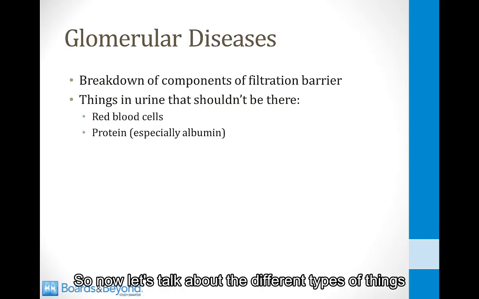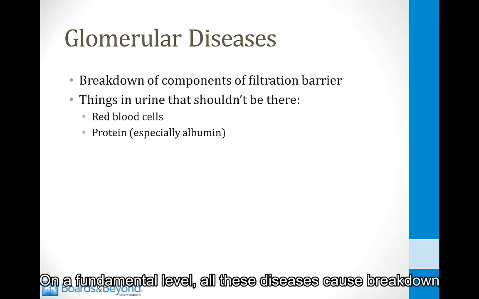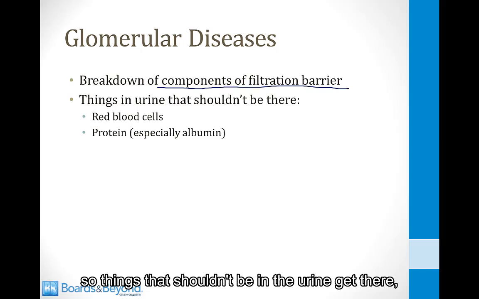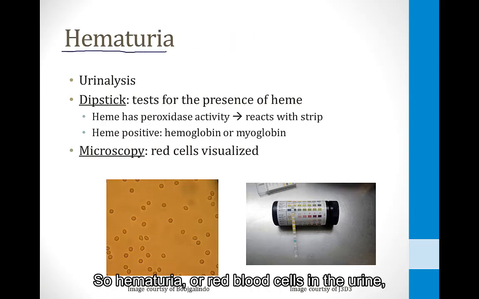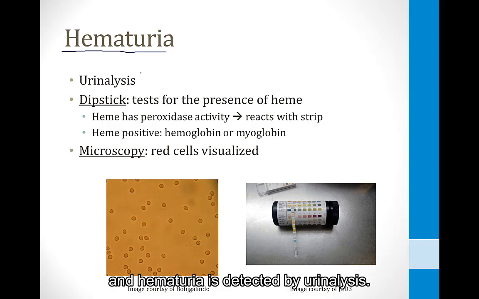So now let's talk about the different types of things that happen to patients with glomerular diseases. On a fundamental level, all these diseases cause breakdown of the filtration barrier. So things that shouldn't be in the urine get there, like red cells and protein, especially albumin. Hematuria, or red blood cells in the urine, is a common finding in many forms of glomerular disease, and hematuria is detected by urinalysis.